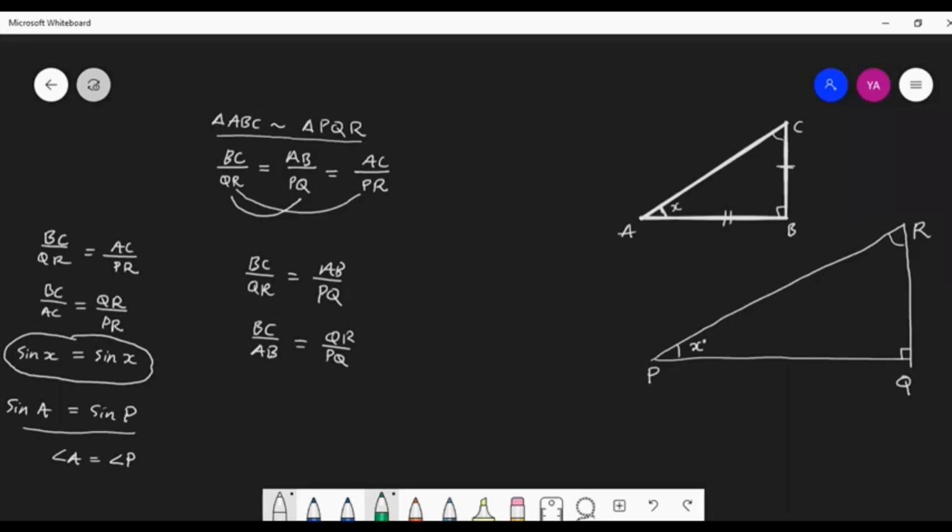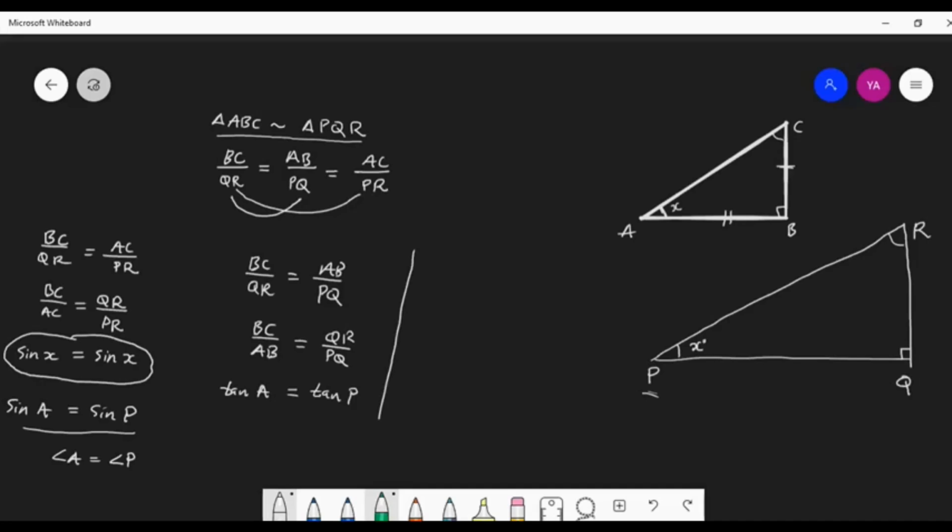Tan X. BC by AB is tan A. Okay, tan A or tan X. I think better we can write it tan A is equal to what is QR by PQ in the second triangle? Tan P, right? So we have taken angle A is equal to angle P. We have seen that tan A is equal to tan P. These trigonometric ratios of the same angle in these two triangles of different size are equal.